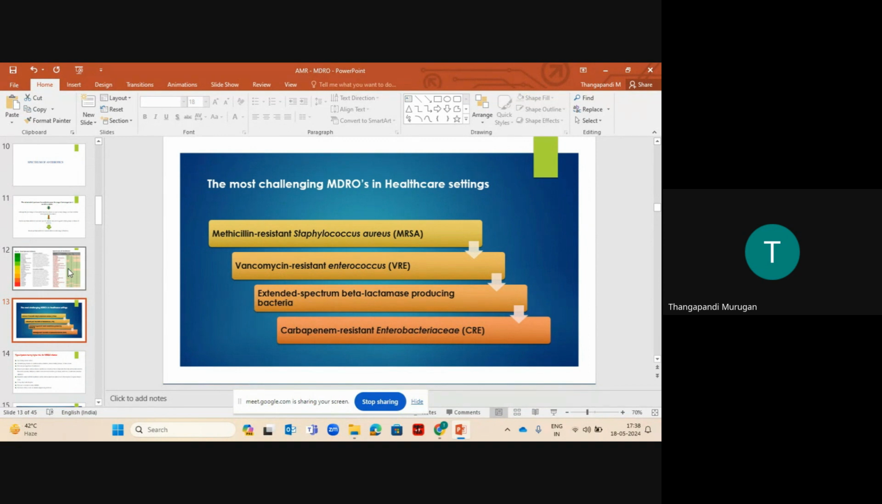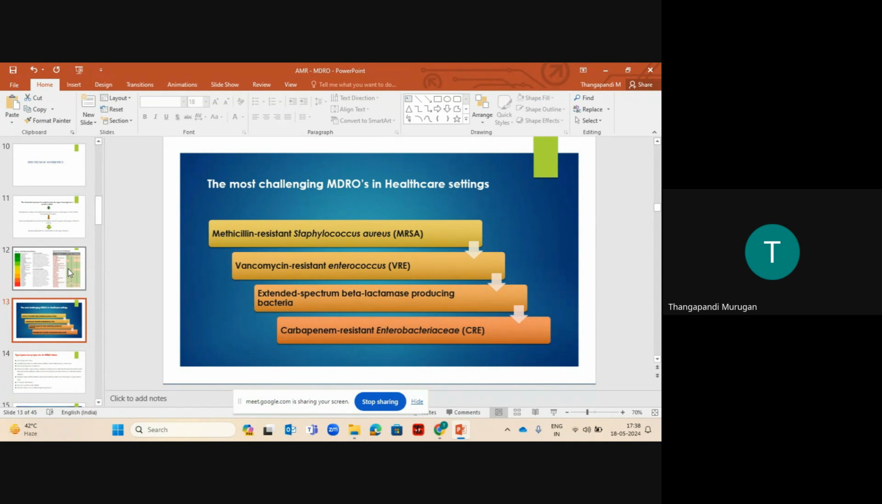First is methicillin resistant Staphylococcus aureus. Let me give a quick view of it. Staphylococcus aureus is a gram-positive microorganism. Initially it became resistant to penicillin in the early days. After some years it became resistant to methicillin as well, so it is named after that same antibiotic: methicillin resistant Staphylococcus aureus.